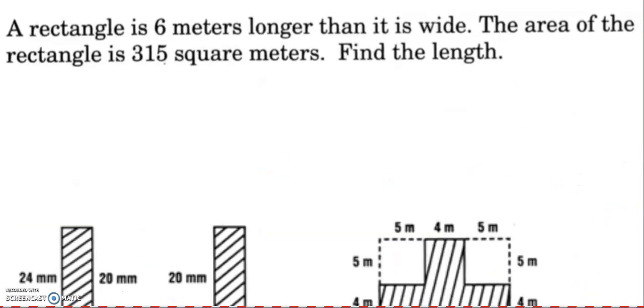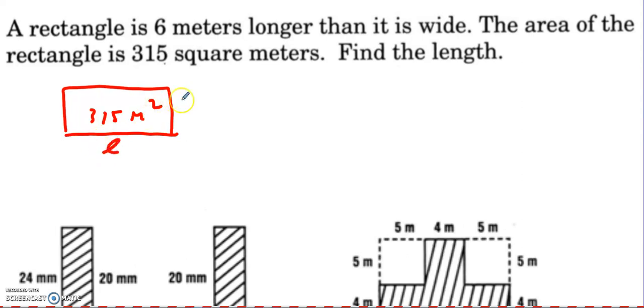The next example: a rectangle is 6 meters longer than it is wide. All right, so 6 meters longer than it is wide. The area of the rectangle is 315 meters squared. We want to find the length. So if you think of a rectangle as length times width, we can think of it as L times W, but it says that the rectangle is 6 meters longer than it is wide. So that means that the length is 6 units larger. So we could also call the length W plus 6.